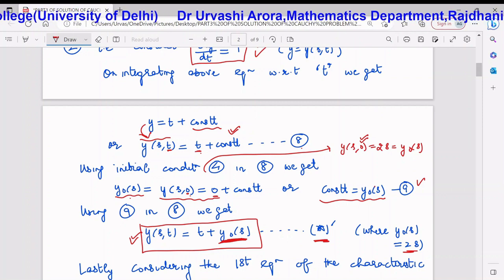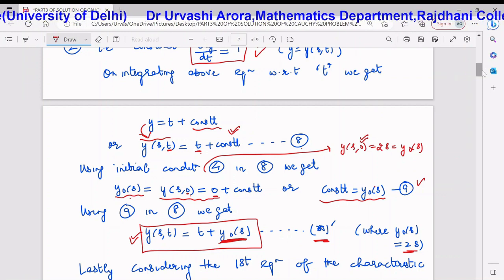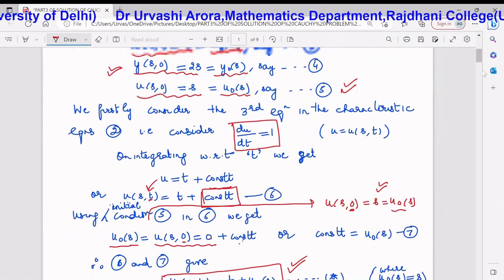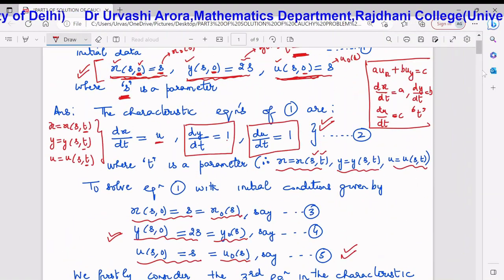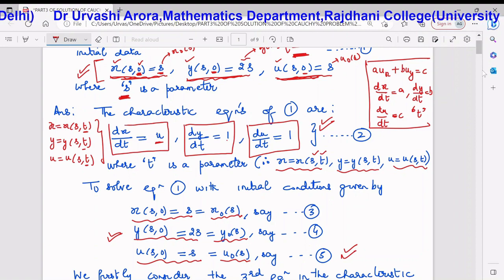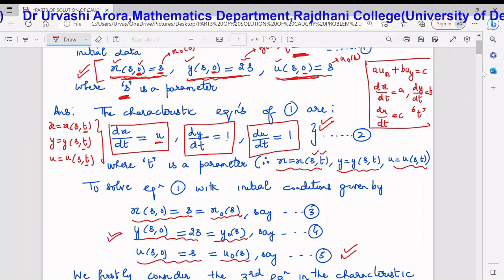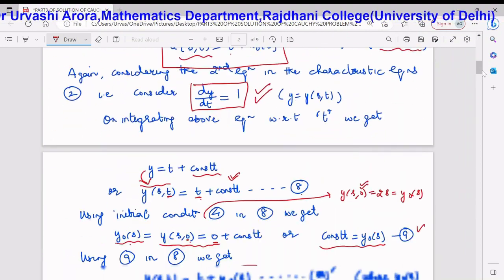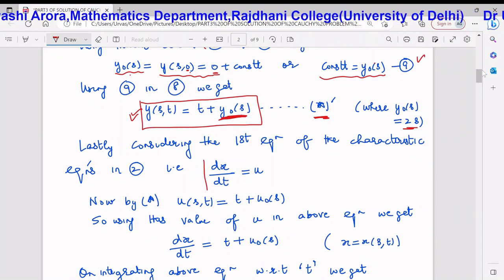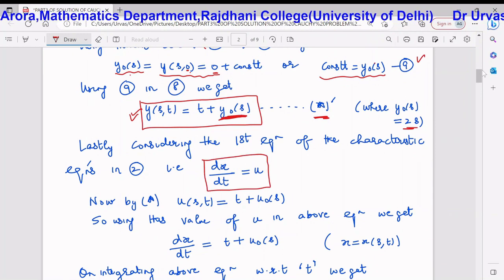So now, considering the last equation in the characteristic equations, which is the first equation that we haven't considered so far, which is dx by dt is equal to u. Again, dx by dt is equal to u, this is the first equation of the characteristic equations.